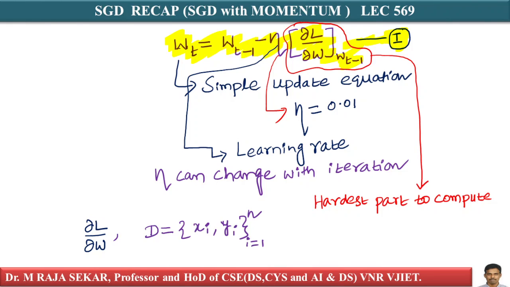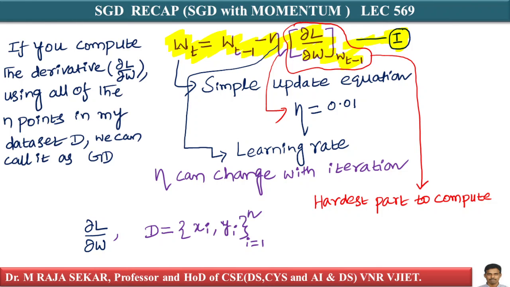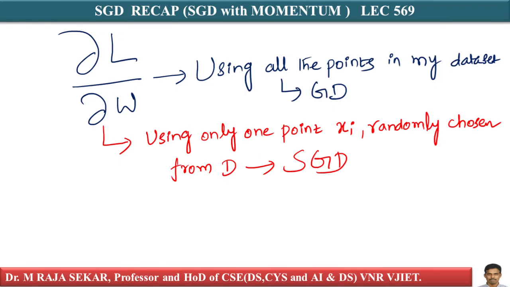Your loss contains all the points of your data set. It contains n points, D equal to (xi, yi), i equal to 1 to n. If you compute the derivative using all the n points in my data set capital D, we call it gradient descent. Just try to recall gradient descent. If you compute it using only one point, let's call it xi, which is randomly chosen from capital D, we call it stochastic gradient descent, isn't it?